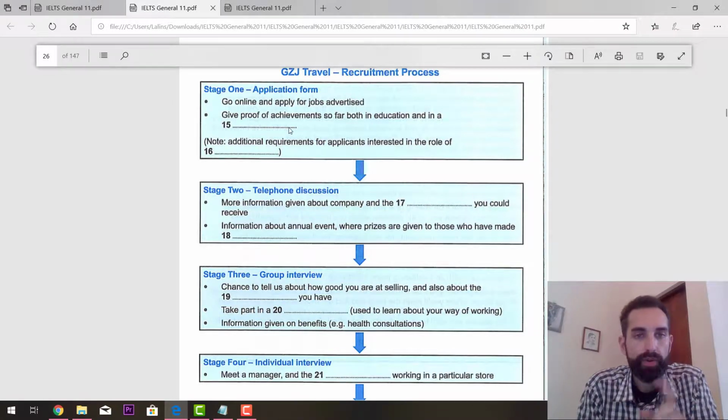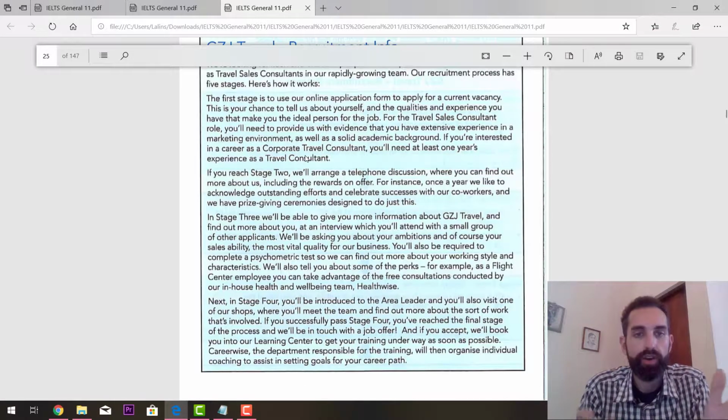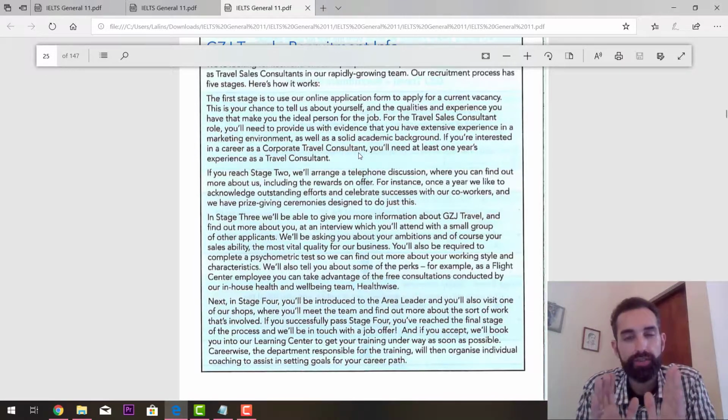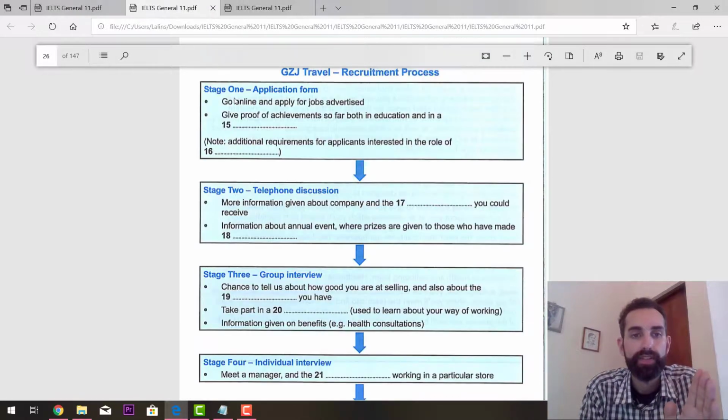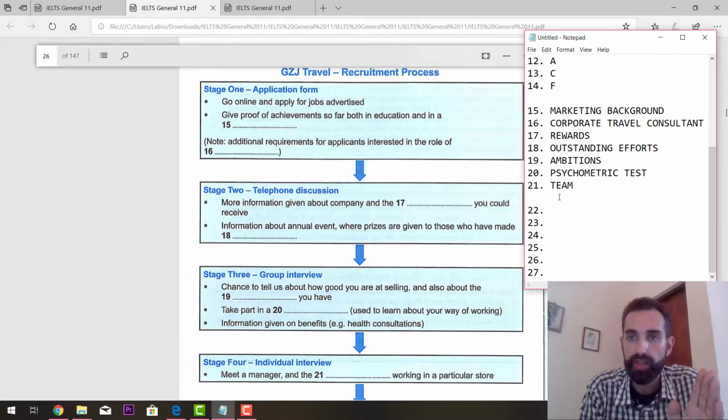And then we want the additional requirements for applicants interested in the role of, and that was obviously corporate travel consultant because it needed additional requirements, which was 1 year's experience as a travel consultant. That was the caveat. To get this job, you have to have a year's experience in this job, travel consultant. All right, that's 16. 16 was corporate travel consultant.